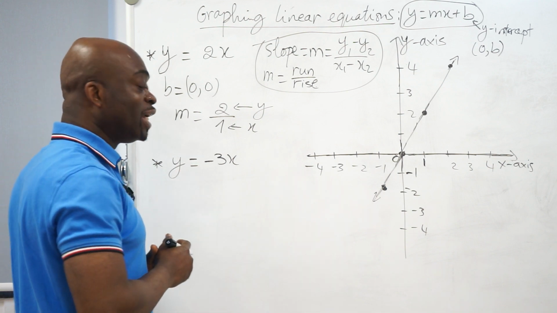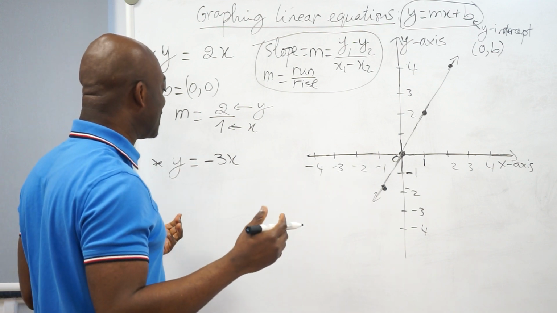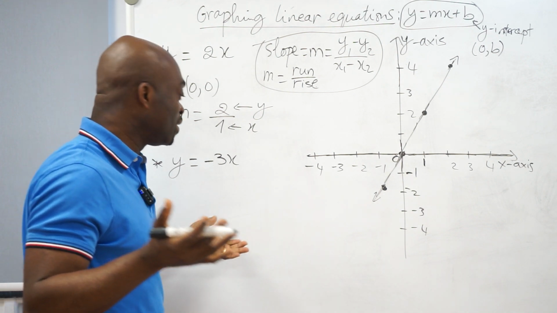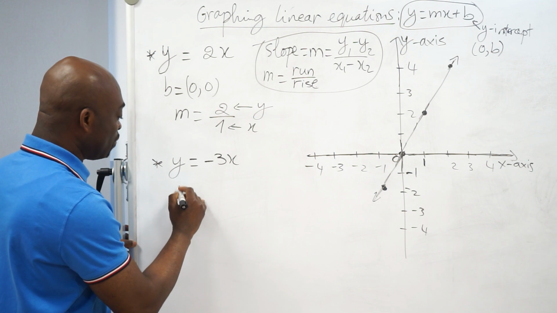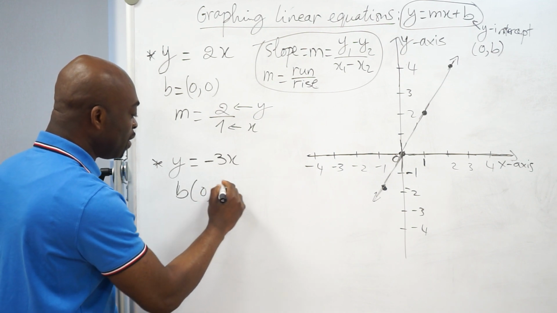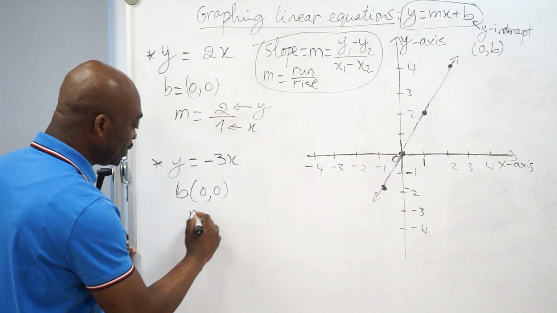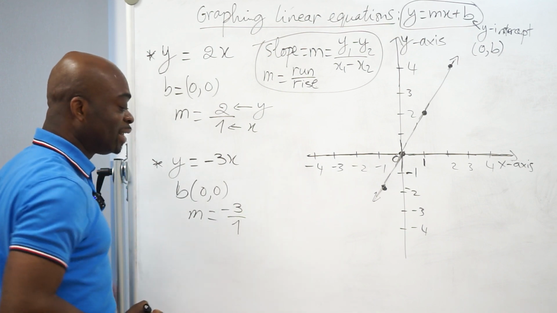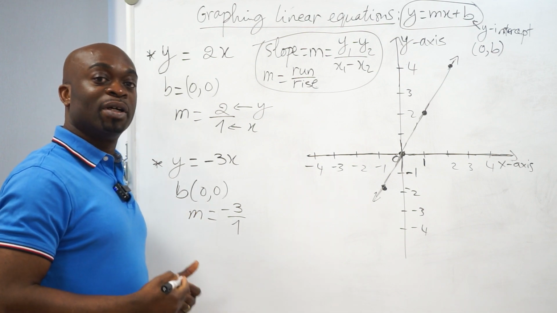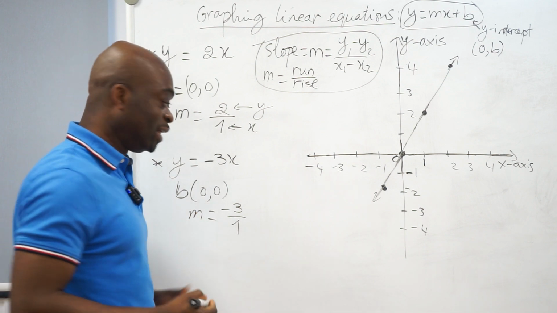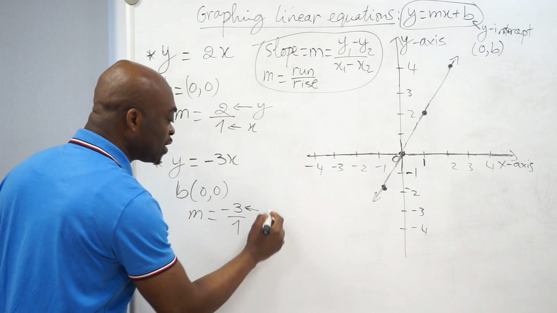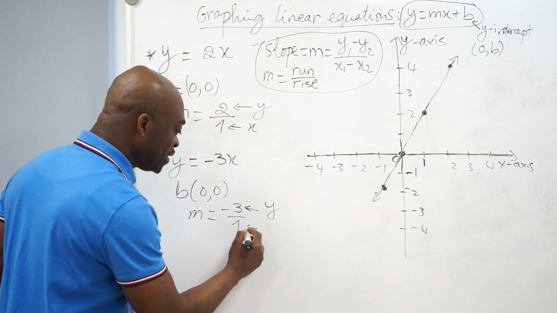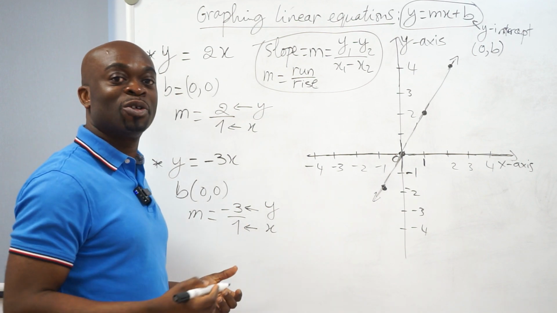So we have y equals negative 3x. Now in the same token, what is the y-intercept? The y-intercept is going to give us 0. Okay, so our y-intercept, which is b, is going to be 0, 0. And then the slope, in this case, will be negative 3 over 1. As we said, we're going to make our slope a fraction if it's not a fraction already. So the top value, the numerator, is a y value, and the bottom piece is an x value. We good so far?